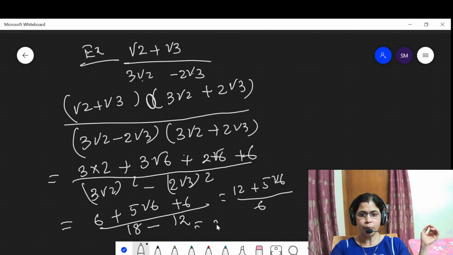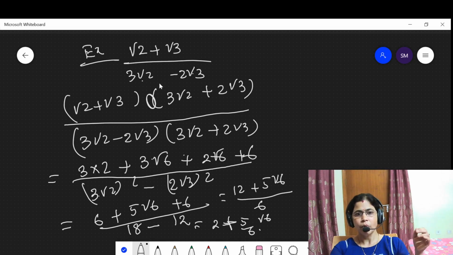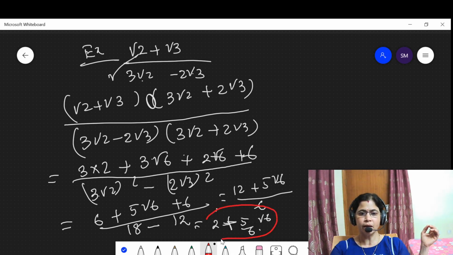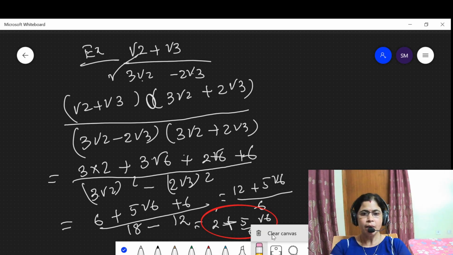Otherwise, when you simplify, this is 2 plus 5 upon 6 root 6. This is the rationalization of the denominator form. When the question is given, then by simplifying you get this as the answer. This is the answer of the given question. Then students, if any doubt persists in any step, please ask me.